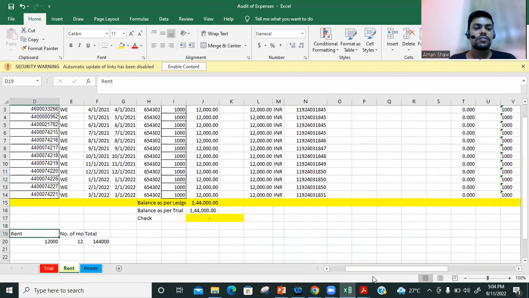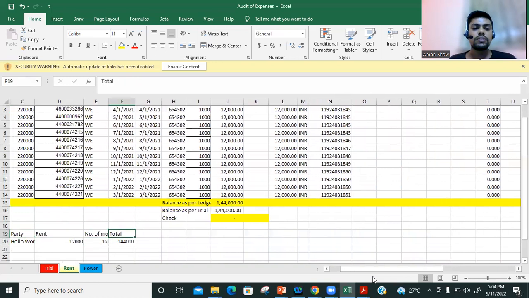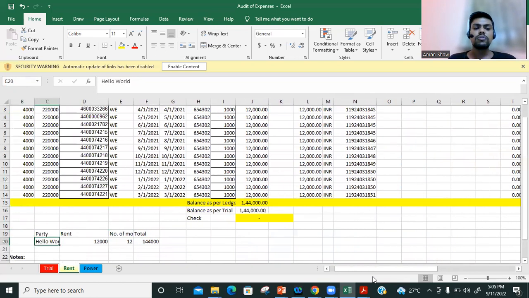See, this was the rent, this was the number of months, and it should come. The rent was specifically 12,000 rupees. It was for 12 months, and that's why the general ledger balance is coming to 1,44,000. So in one shot, you have got full control of the ledger balance which is showing. And the party name, you can write, like, this is Hello World party from which they have taken rent. You can write down the party name as well.